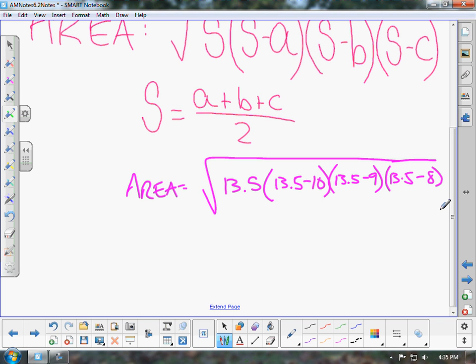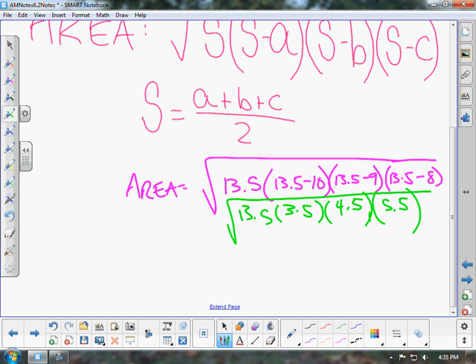Going through all of that, that's 3.5, 4.5, 5.5, and 13.5. And then take the square root of it all, multiplying that all out, and you should get 34.197 square units.